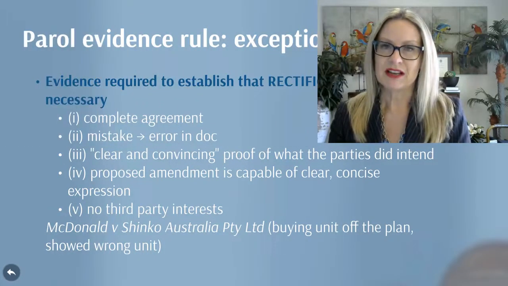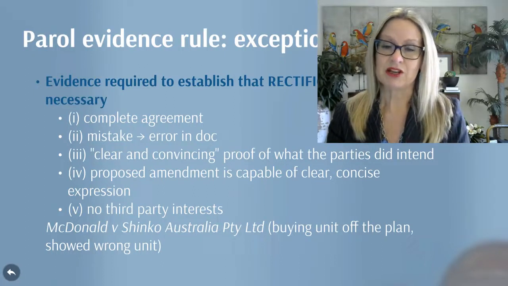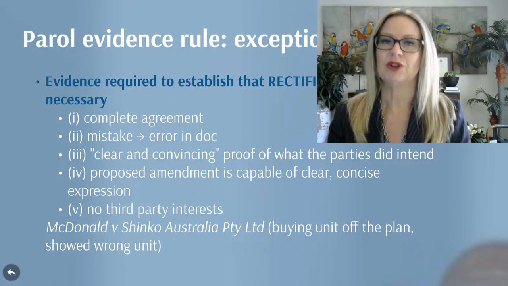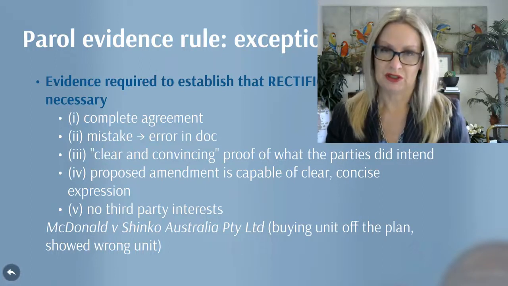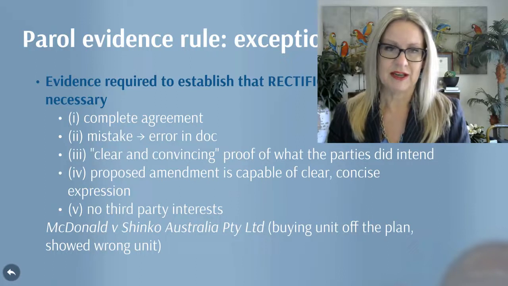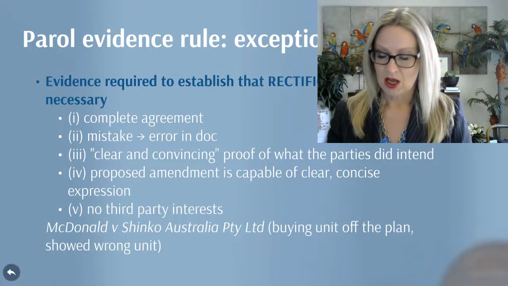McDonald and Shinko is just an example of that, where a party was buying a unit off the plan, and the contract showed the wrong unit. There was evidence that could demonstrate which unit was intended to be purchased, and the court was happy enough to get out their blue pencil and fix the contract up.